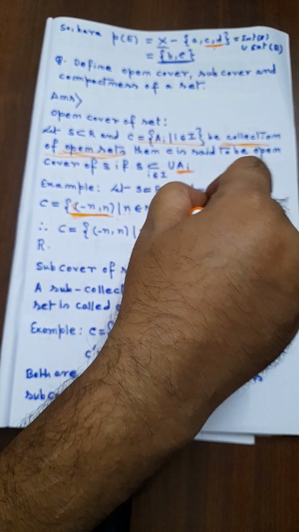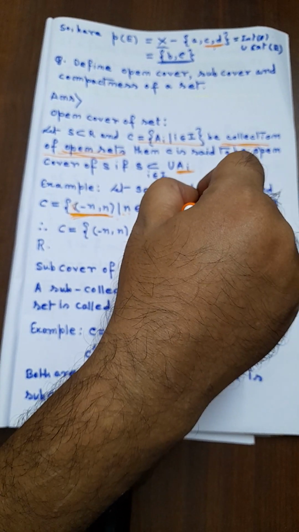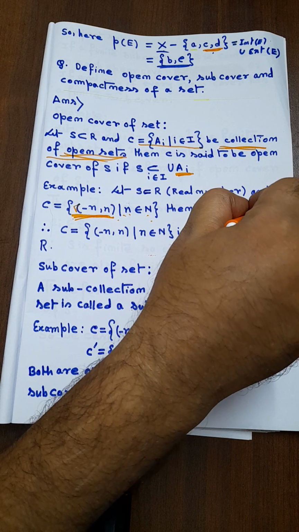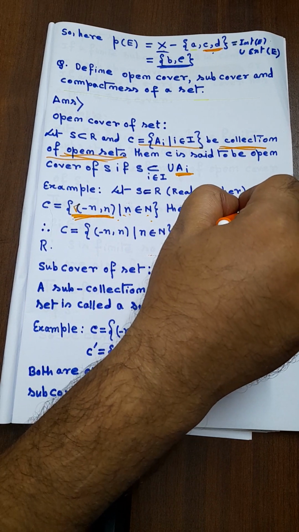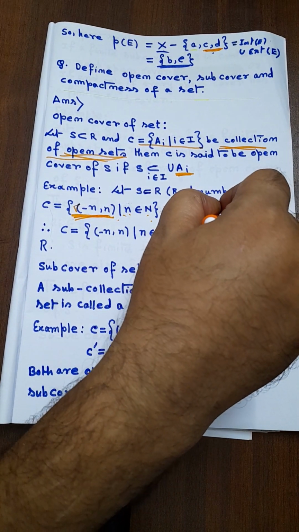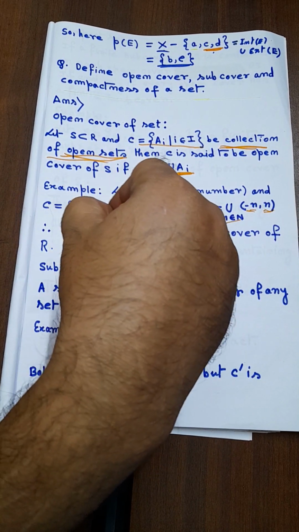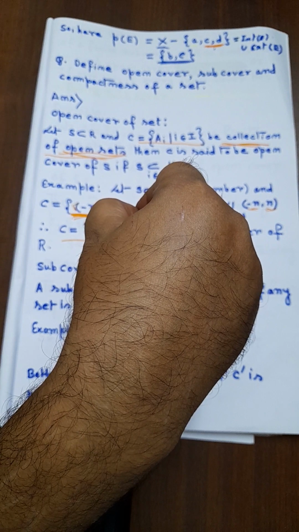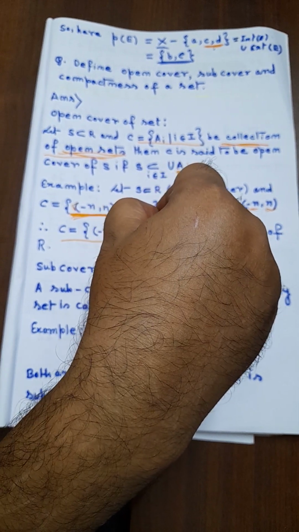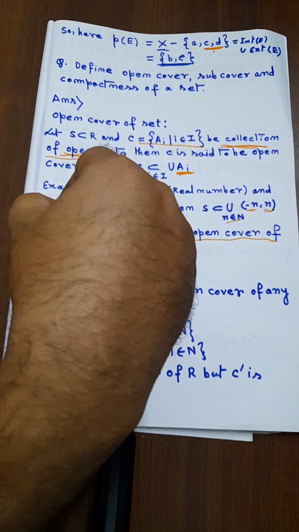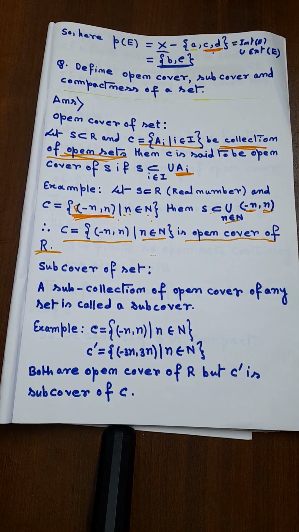Then S will be a subset of the union of the open intervals (-n, n) for every n belonging to the natural numbers. Therefore, C, the open intervals (-n, n) such that n belongs to the natural numbers, is an open cover of R.